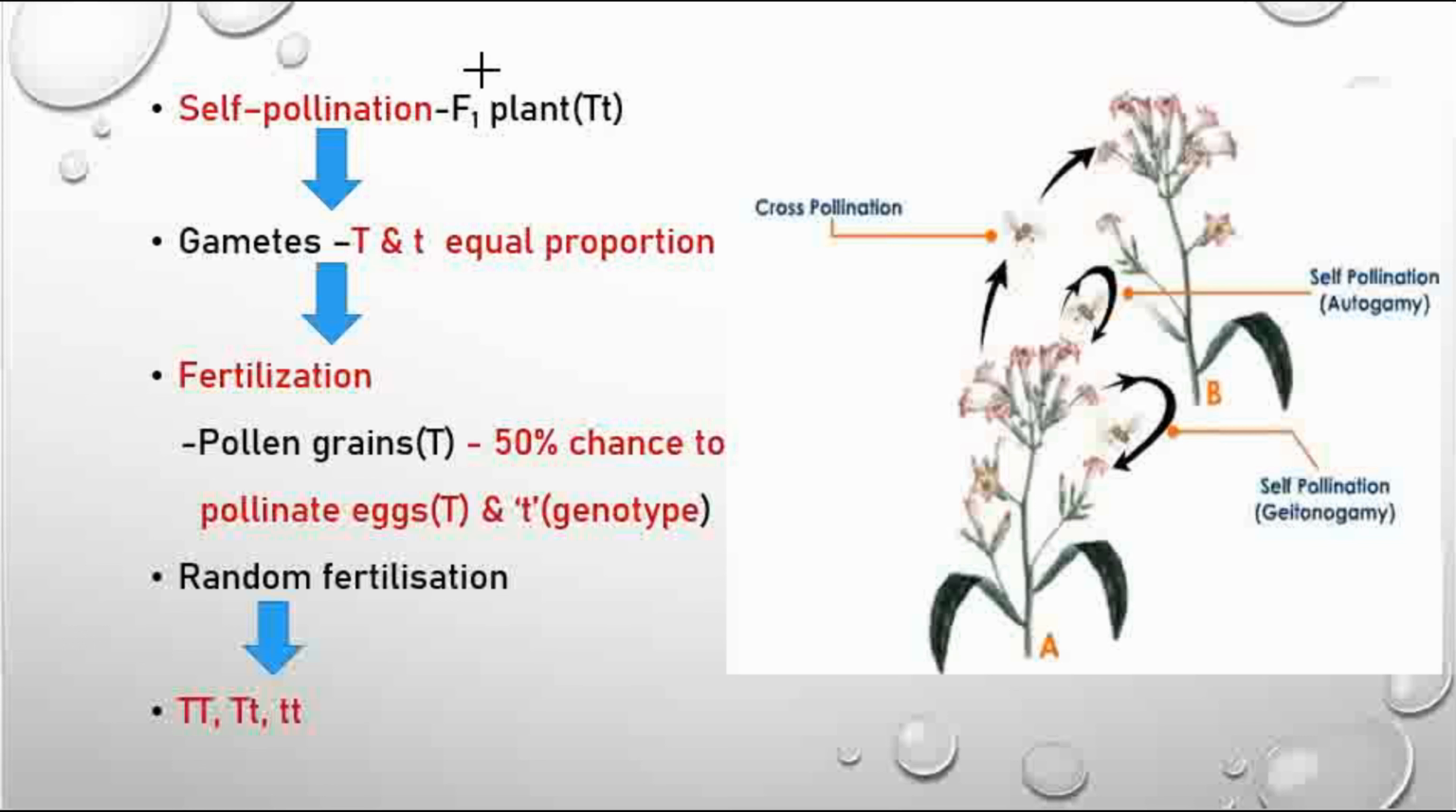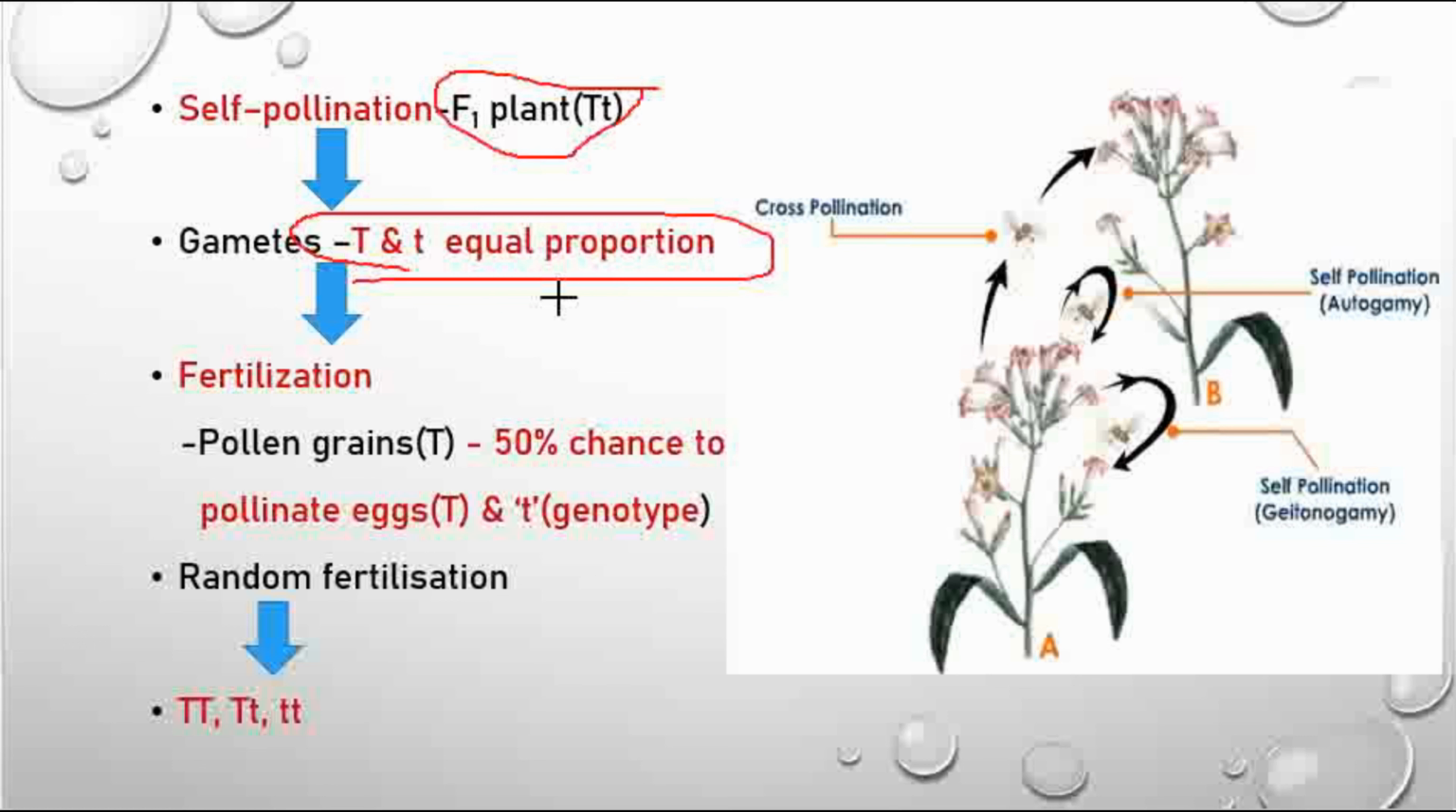And as I already mentioned, self pollination of this F1 plant is done. So இதுதான் நம்ம என்ன பண்றோம், self pollination பண்றோம். ஸோ அந்த self pollination பண்ணதுக்கப்புறம் அந்த gametes கிடைக்கும். ஸோ இந்த gametes, this capital T and small t, are in equal proportion, as you might have studied in maths. ஸோ இது ரெண்டும் equal proportionல இருக்குது அப்படி சொல்கிறாங்க. ஸோ இந்த gametes ஆகத்தான் இப்போ இருக்குது, இன்னும் அது fertilize ஆகலை.